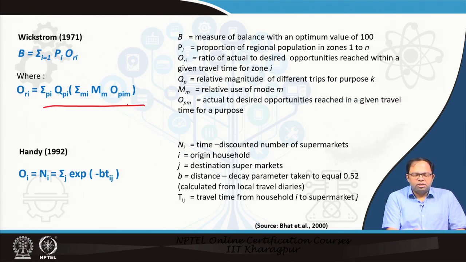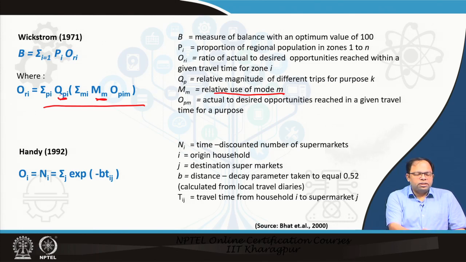Now this is interesting, where we see that OPIM is basically actual to desired opportunities reached in a given travel time for a purpose. So here we are trying to also understand what people want and what value they are actually getting there. So that has a role to play in their accessibility value. And M is the relative use of mode M. So again mode is considered, and QP is the relative magnitude of different trips for purpose k, and we do it also for different trip purposes.